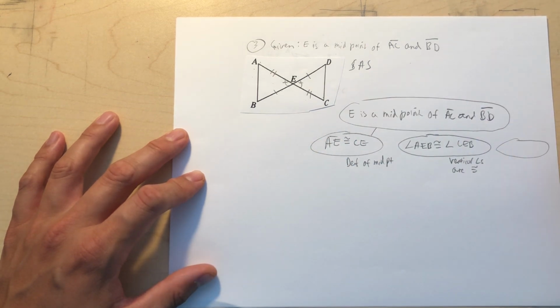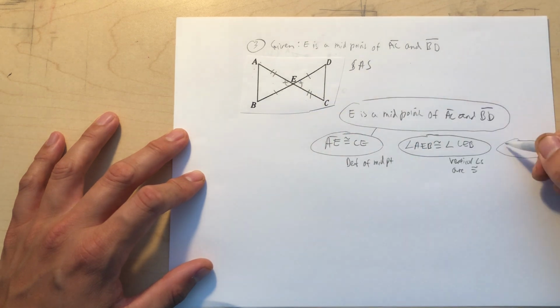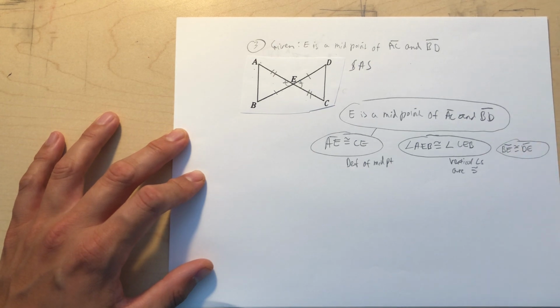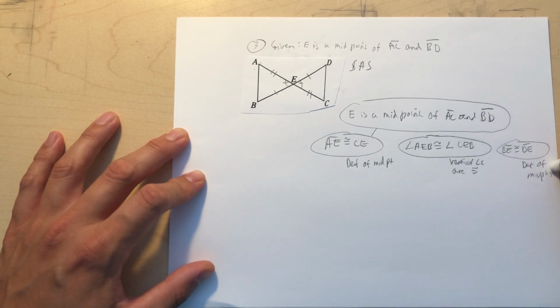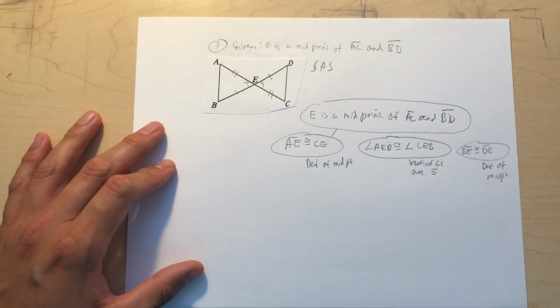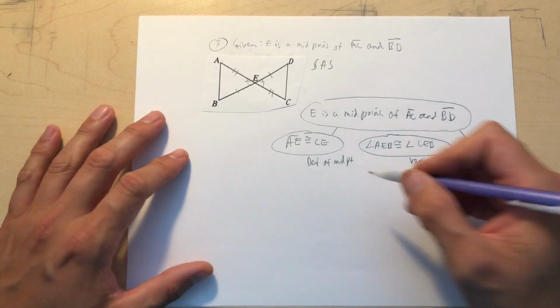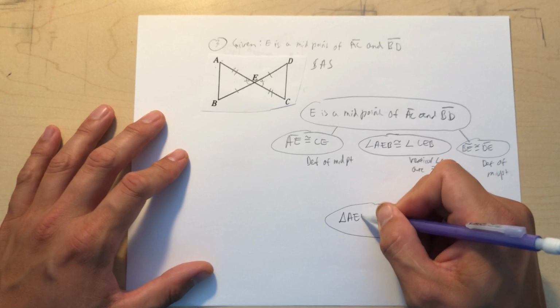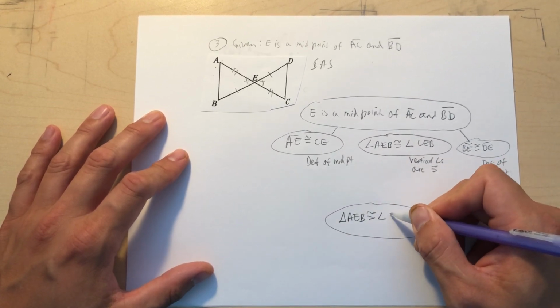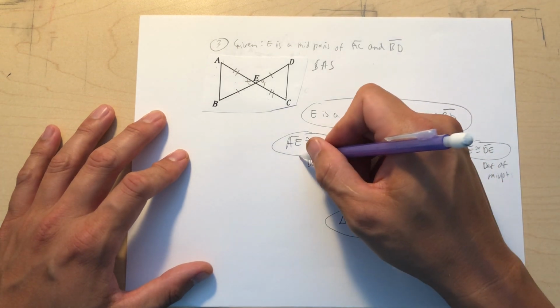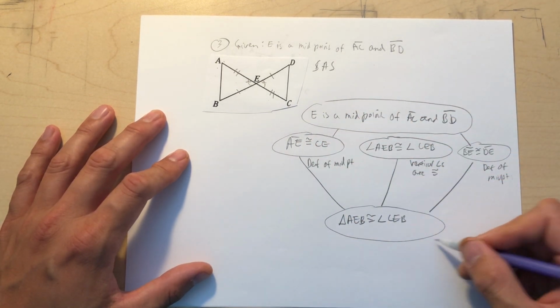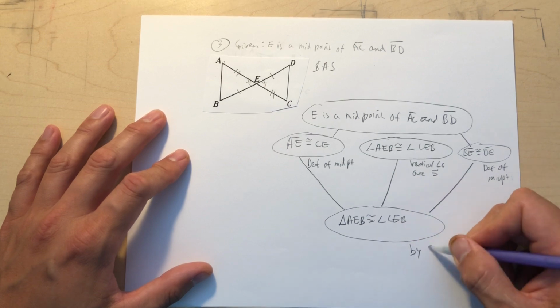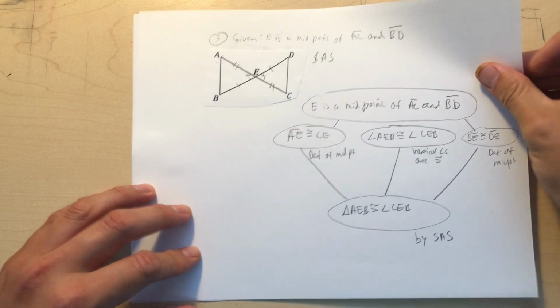All right, last one, I'm running out of room. So let's just go with BE is congruent to DE. And this one is also definition of midpoint. And then you could do an arrow like that. Now, from these three, it's gonna spawn this one here: triangle AEB is congruent to triangle CEB. Put an arrow like that. So that's the side, angle, side. And actually, you could write down the statement here: by side, angle, side.